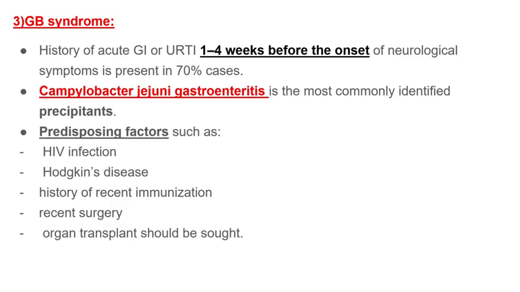I always say that described and undescribed variants are almost more than 55, 60. But the known variants we most commonly deal with are AIDP, then motor varieties, AMAN, and AMSAN. So you will commonly see AIDP, AMAN, and AMSAN, and also Miller Fisher syndrome. These are the most common. But there can be other variants that you cannot classify. Some symptoms will match GBS, some will not, and then the history and exclusion of other possibilities become important.